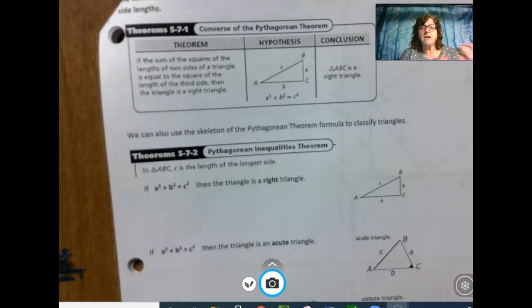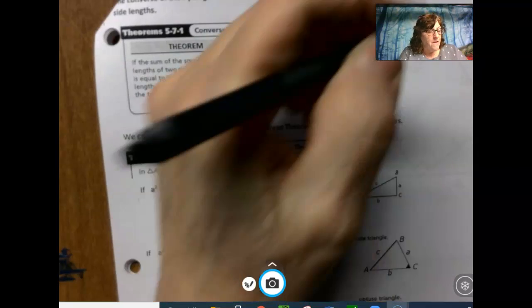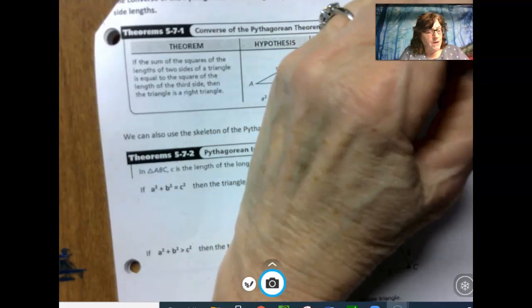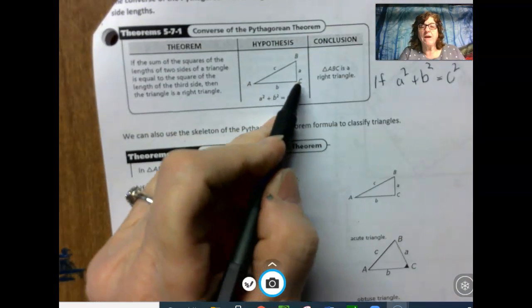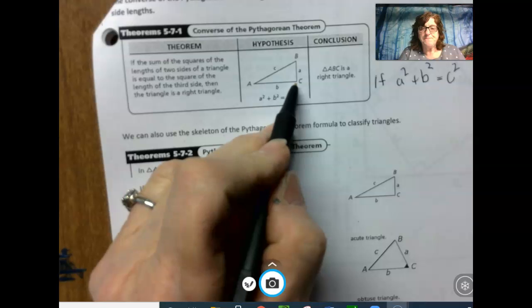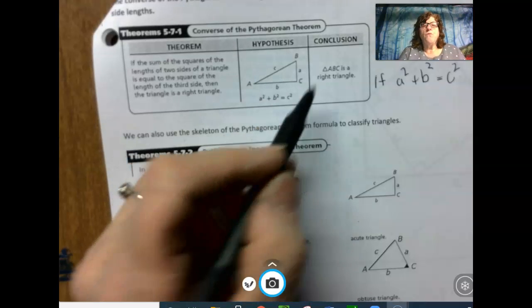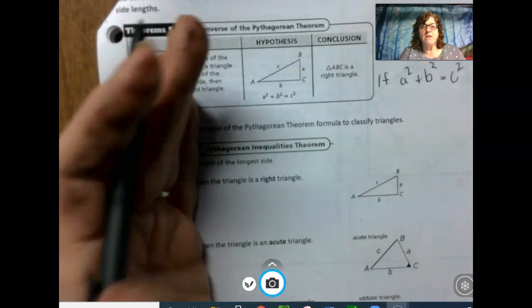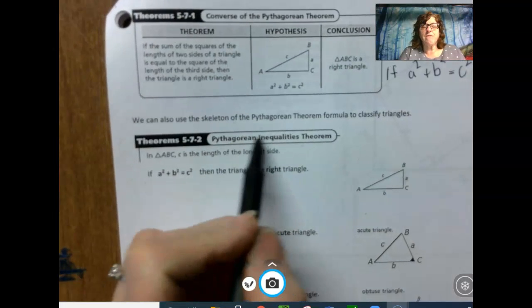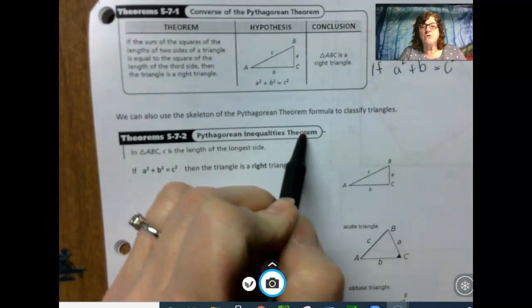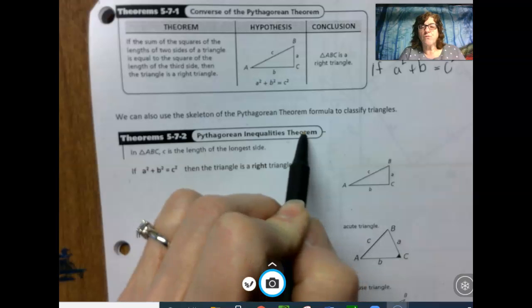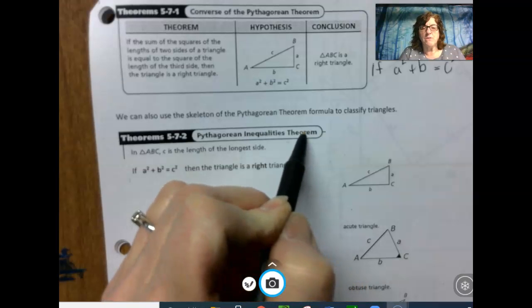So again, we're switching up the given information. We don't know that this is a right angle. So if a squared plus b squared equals c squared, then this must be a right angle. Okay? So we can use this idea of the converse of the Pythagorean theorem and extend it to Pythagorean inequalities theorem to classify the remaining types of triangles, whether they're obtuse or acute.